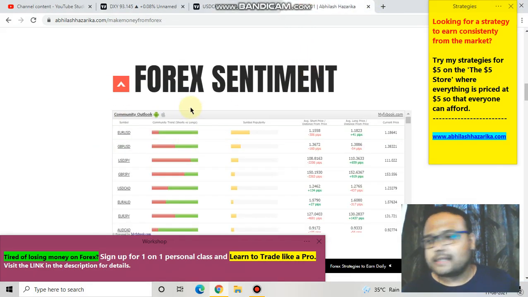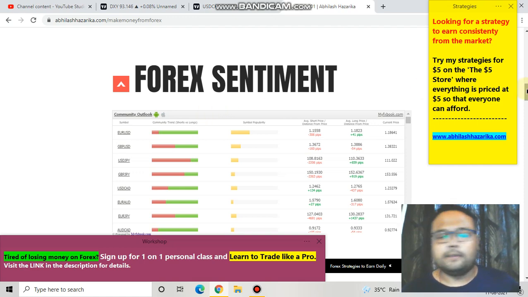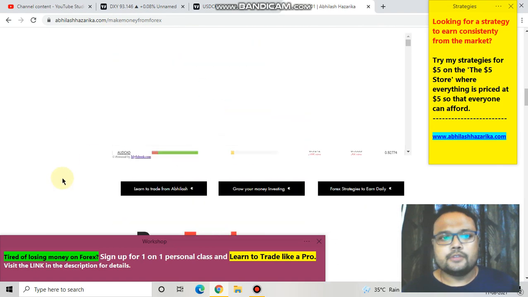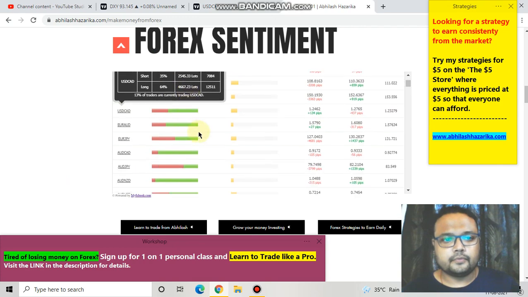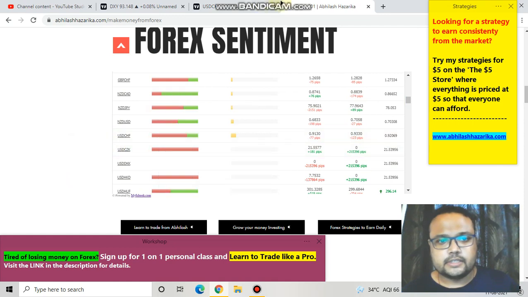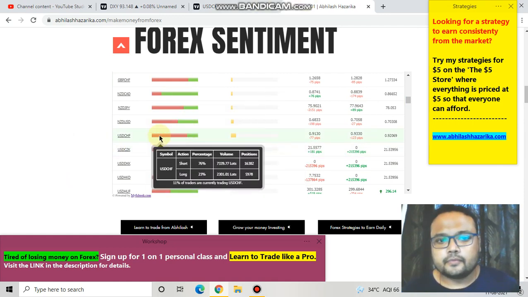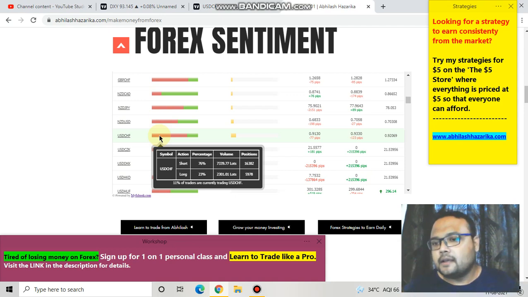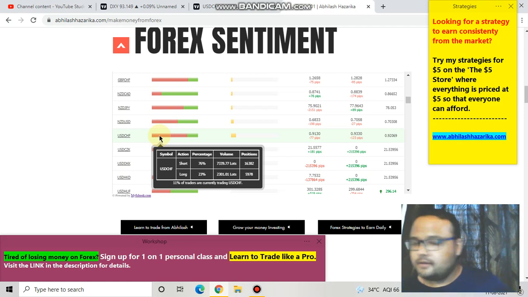And if we go to the Forex sentiment meter here, you'll find the Forex sentiment meter on my website avilashhazarika.com under the Forex 101 section. If you go to the Forex sentiment meter and find USD CHF, yeah, here is USD CHF. See, 76% retail traders have taken a short position and 23% retail traders have taken a long position. Or in simple words, 76% retail traders are expecting that the market is about to go down, and 23% are expecting that the market is about to go up.